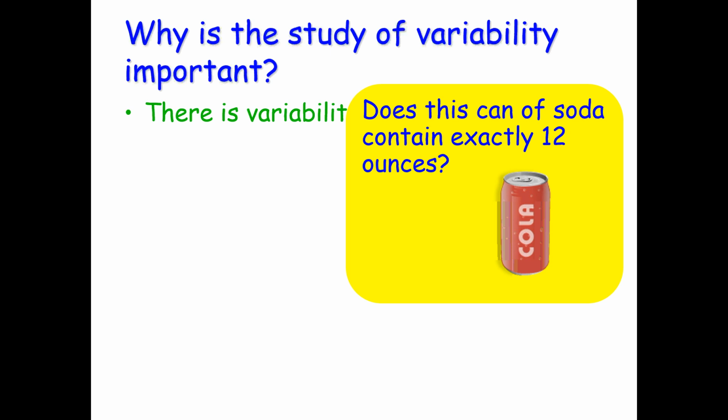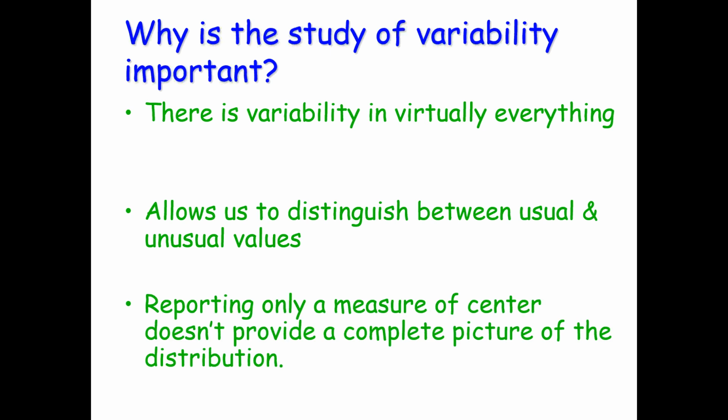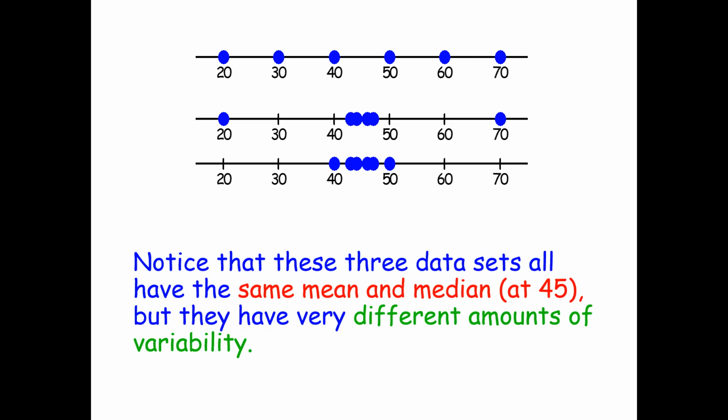No, you can't. Variability allows us to distinguish between usual and unusual values. Reporting only a measure of center doesn't provide a complete picture of the distribution. For example, here we see 3 data sets. Notice that they all have the same mean and median at 45, but they have very different amounts of variability.